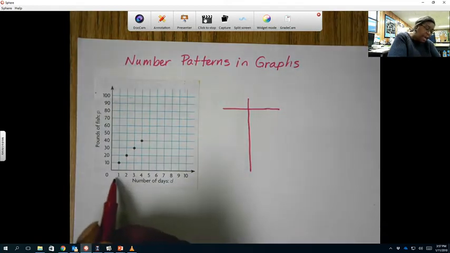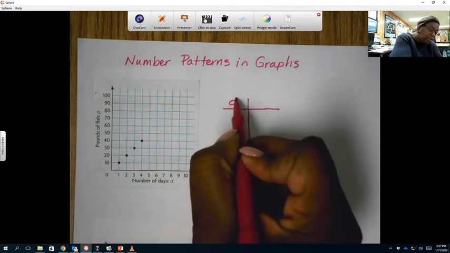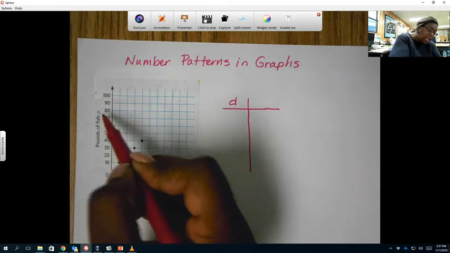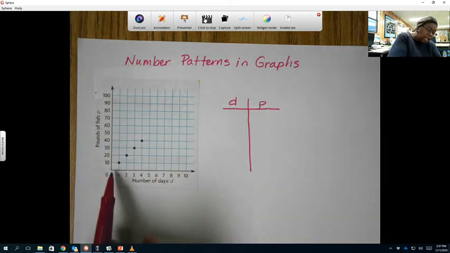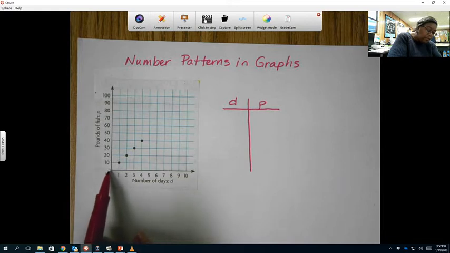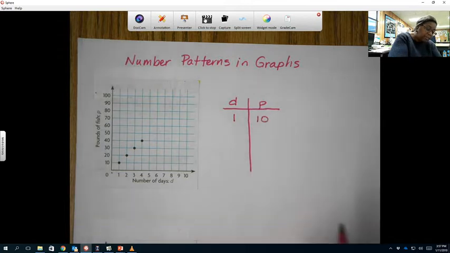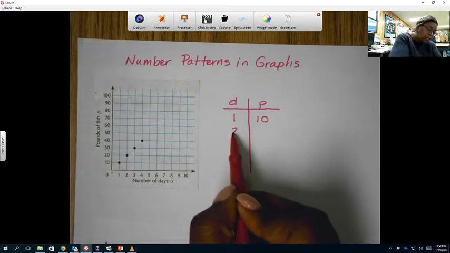I see that my x-axis, number of days, is my input. So it goes on the left. And my y-axis, P, goes on the right. That's my output. So I'm going to label the first point. I go over 1 and up 10. So 1, 10. Next point, over 2, up 20, 2, 20.